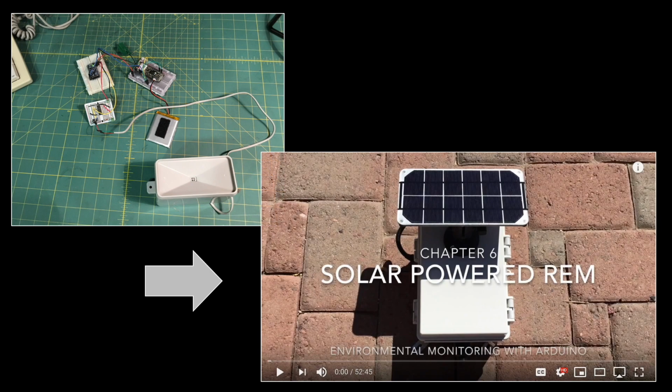So the idea here is to migrate the circuit into a weatherproof remote environmental monitor box summarized in Chapter 6 of this playlist. In the case of my agency, we have a few of these on hand, so I'll demonstrate how I went about integrating my circuit, including improvements based on lessons learned from existing deployments.